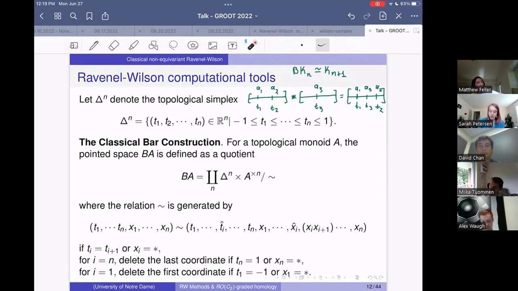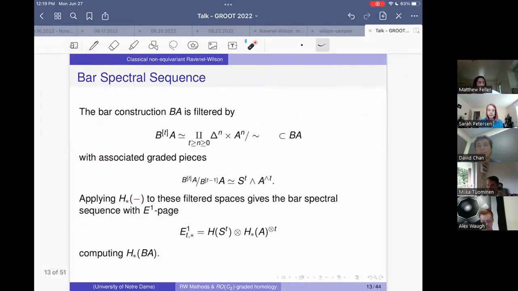Okay, so we have the bar construction, which gives us a way to construct the nth plus first space from the nth space, but what we're really interested in is computing homology. And something that's useful for computing homology is a spectral sequence. So this leads us to the bar spectral sequence.